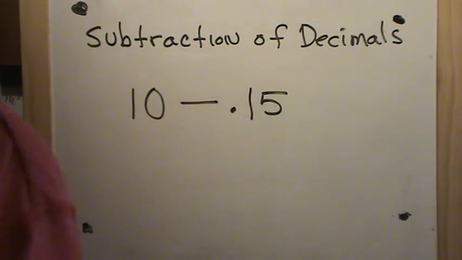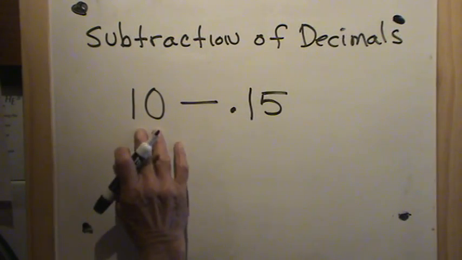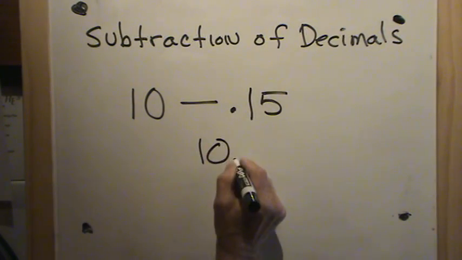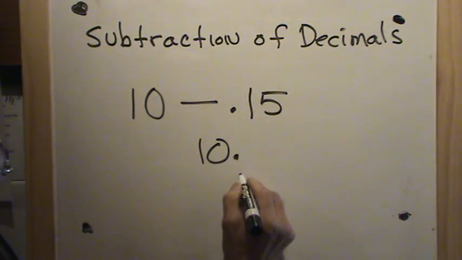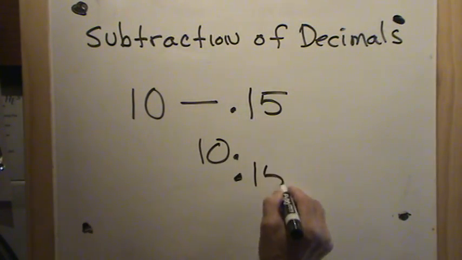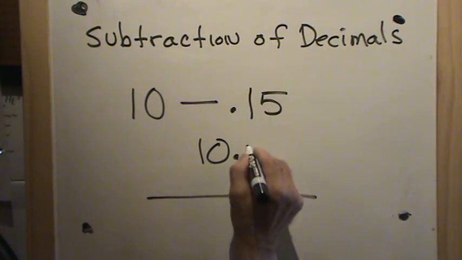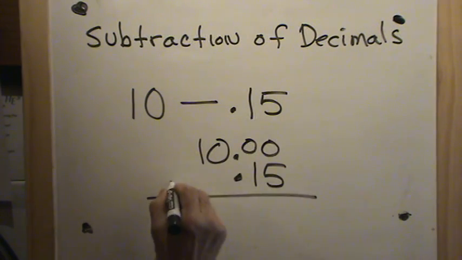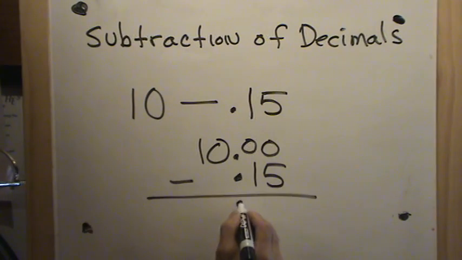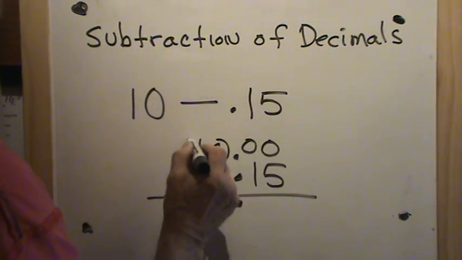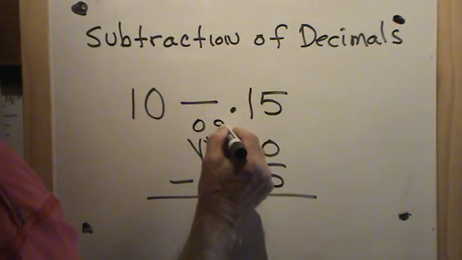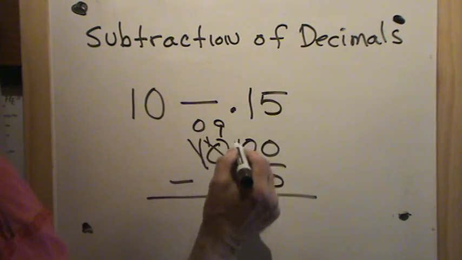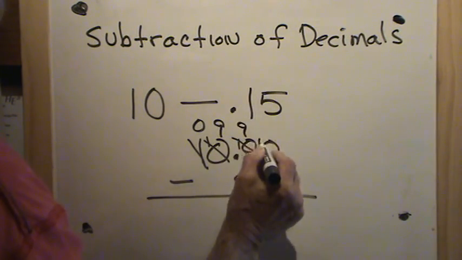Okay, well, we have a whole number, 10. We know a decimal goes here. We have 15 hundredths. We know we have to line up the decimal points, so that goes there. We'll put 2 zeros as placeholders. Make sure we put our decimal place here, and now we do our subtraction. Well, we're going to have to borrow 1, and that's going to become 0, and that'll be 10, which becomes 9, and this becomes 10. We have to borrow that, and that becomes 10.